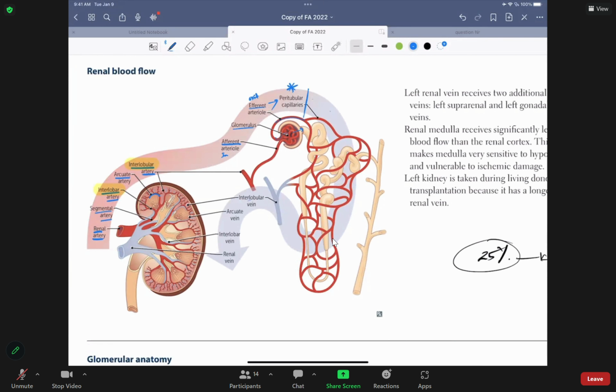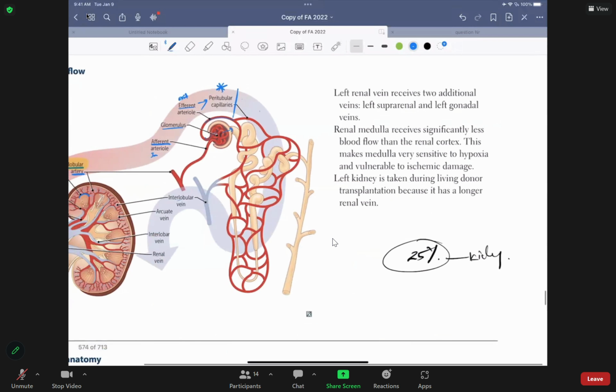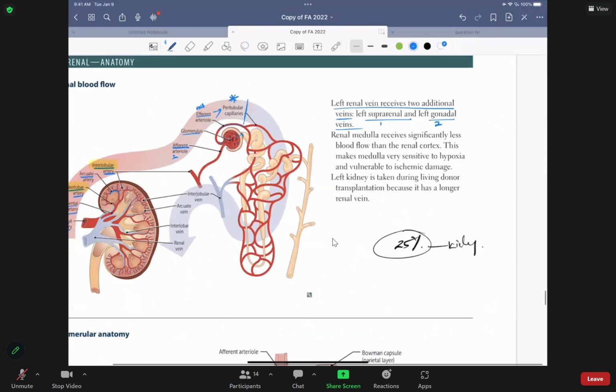All right. So let's go here. On the side, you can see the left renal vein receives 2 additional veins. One is from your adrenal gland, the other one is your gonadal artery or vein, sorry. Okay, so that's something important, folks. So what does that mean?